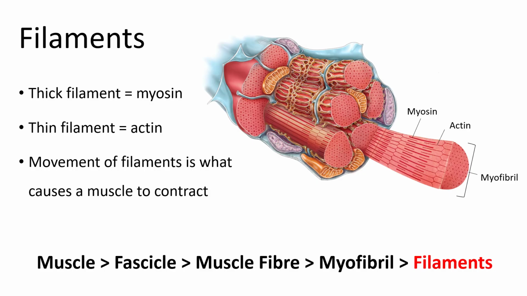As you can see, the filaments overlap with each other. At rest, there's minimal overlap between the filaments, and this is a state that's represented in our diagram here. During a muscle contraction, however, these filaments move, and this movement causes greater overlap between the myosin and the actin.